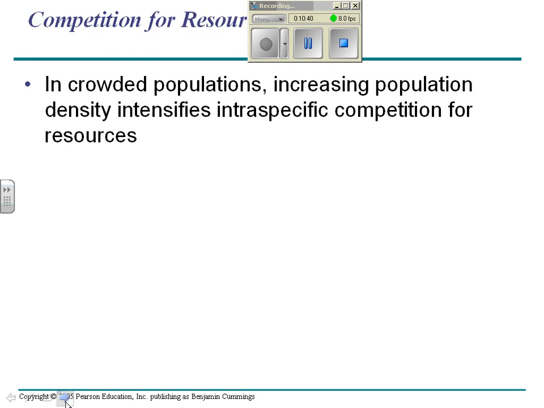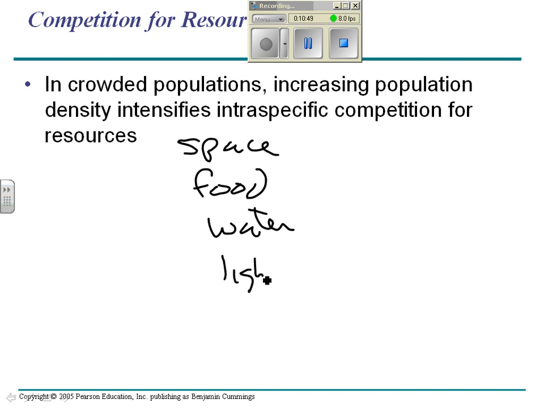Competition for resources. What do organisms compete for? As you have more population, you compete for things like space, food, water. If you're a plant, light. Those are the resources that you compete for. That can limit a population.